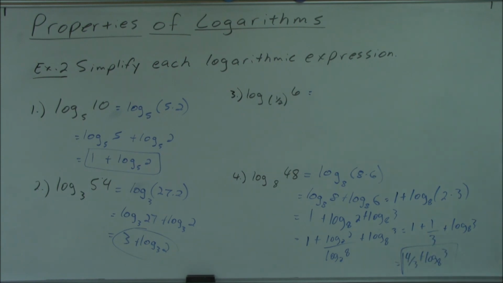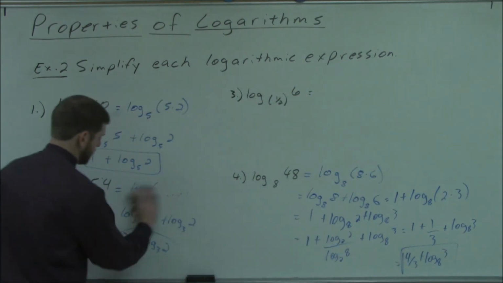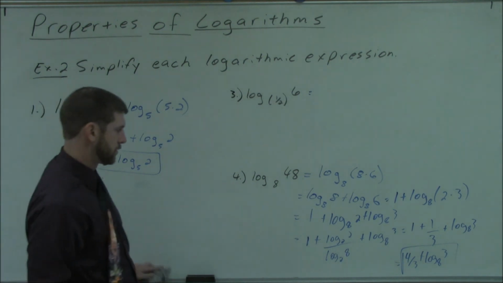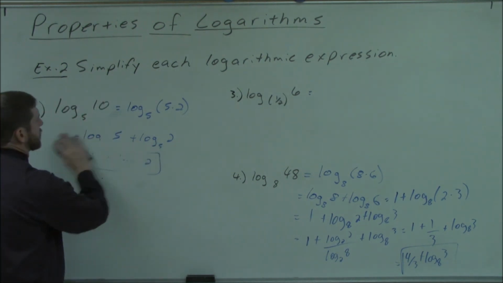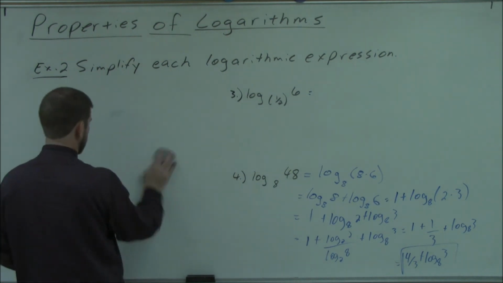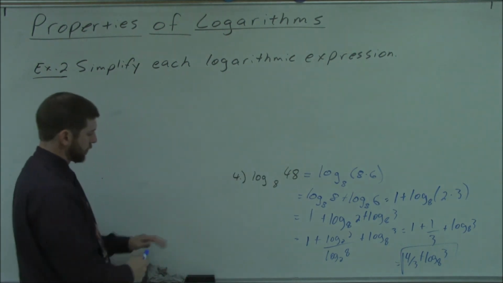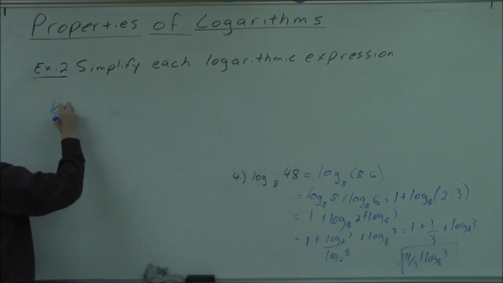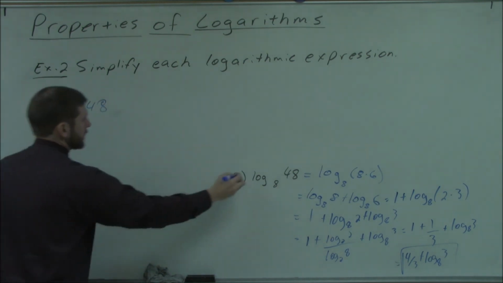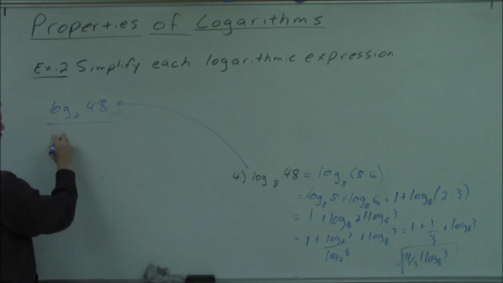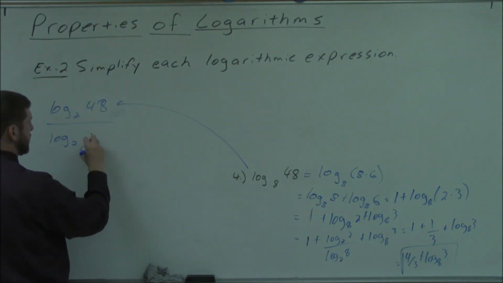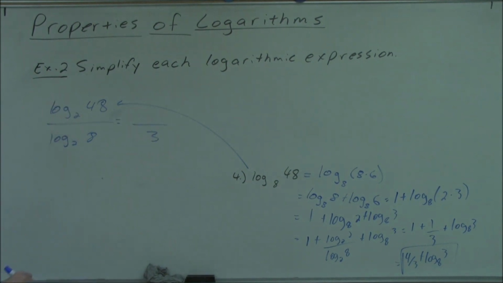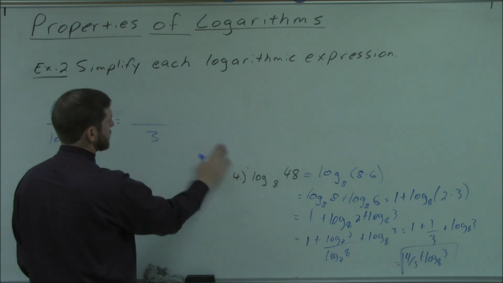Now, we can work it a different way and just go to base 2 at the very beginning of the problem. And again, we won't get the same answer, but we'll get an equivalent answer. So if I said log base 2 of 48 over log base 2 of 8, well, we know that denominator is going to be 3. No big deal there. Okay.